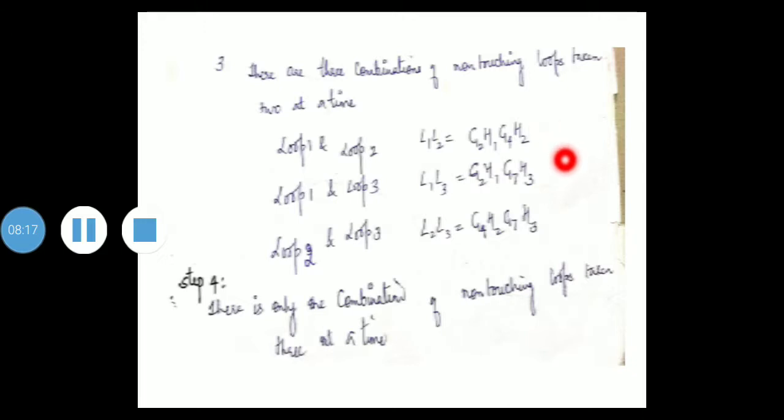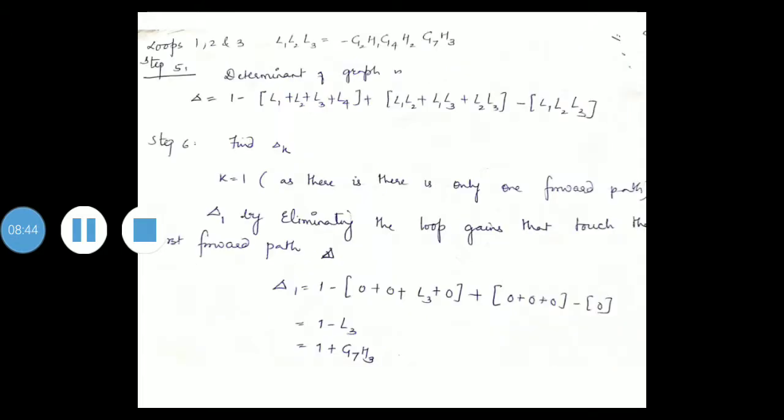Next, loop 1 and loop 3 are non-touching, so L1 L3 will become G2 H1 G7 H3. Loop 2 and loop 3 are non-touching, so L2 L3 is equal to G4 H2 G7 H3. Step 4: take 3 loops at a time and write their loop gains provided they are non-touching. There is only one combination of 3 non-touching loops taken at a time.